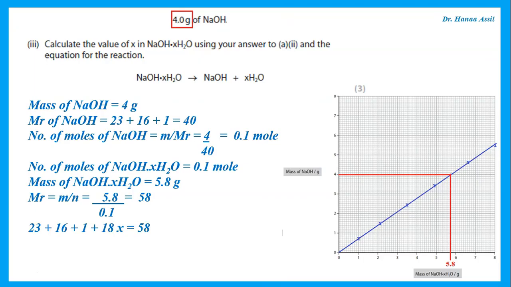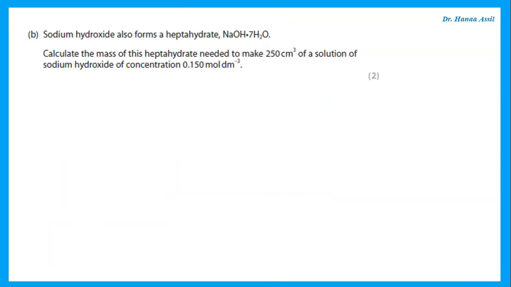So the MR of sodium, oxygen, hydrogen is 40, and water is 18 X. The total is 58. I can solve for X. So according to this, X is 1. Sodium hydroxide also forms a heptahydrate, so 7 water. The X here is 7.